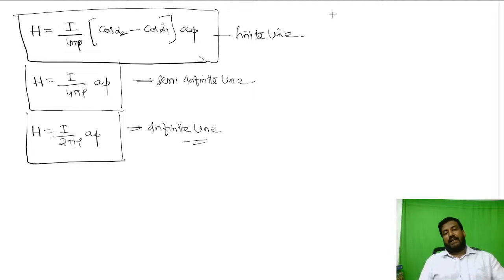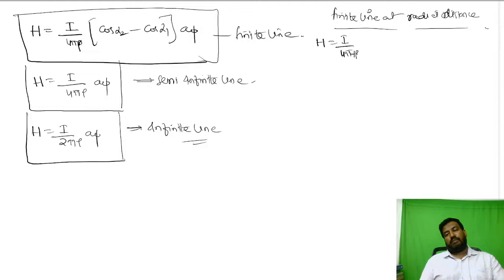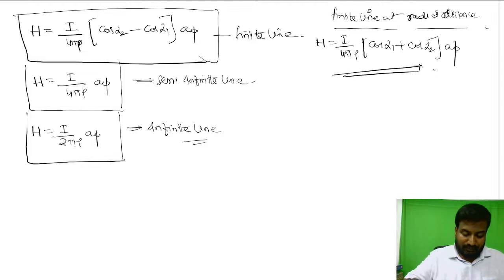And if you consider a finite line at some radial distance, this formula will change to H is I by 4 pi rho (cos alpha 1 plus cos alpha 2) A phi. These are the formulas for the line current, the Biot-Savart law.